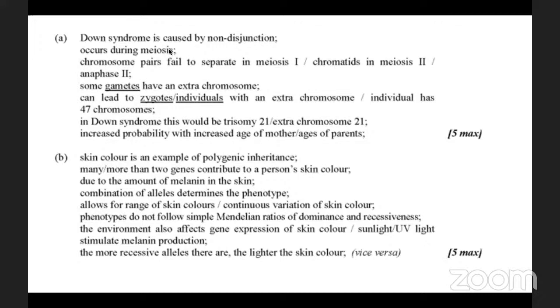Right. That is what is meant by non-disjunction. So it occurs during meiosis. That itself is worth 3 marks. So that's a good way to gain a maximum of 5. Next, some gametes have an extra chromosome. It has to be gametes because if you say some cells, that's not enough for fertilization to happen. There has to be a gamete with an extra chromosome. Next, when a gamete with an extra chromosome is fertilized, it creates a zygote or individual with 47 chromosomes.